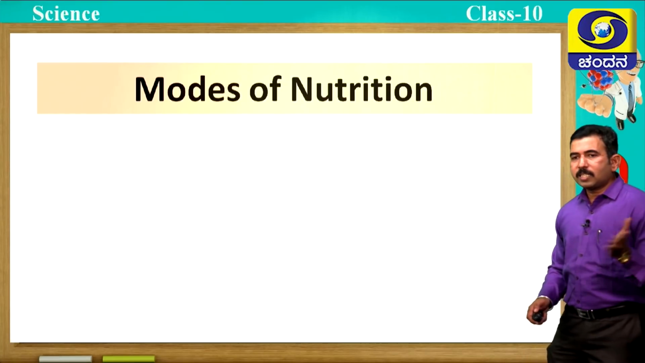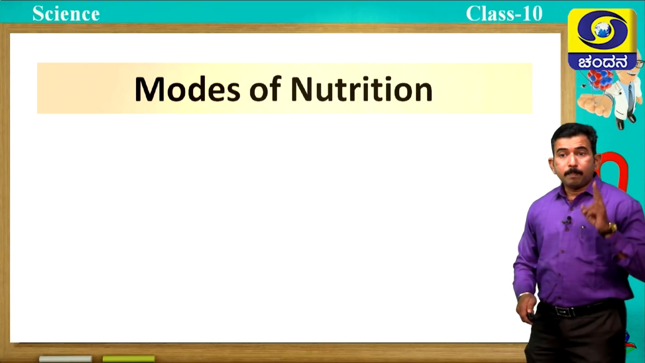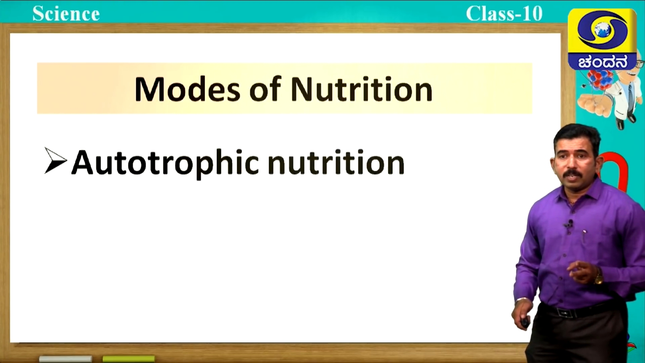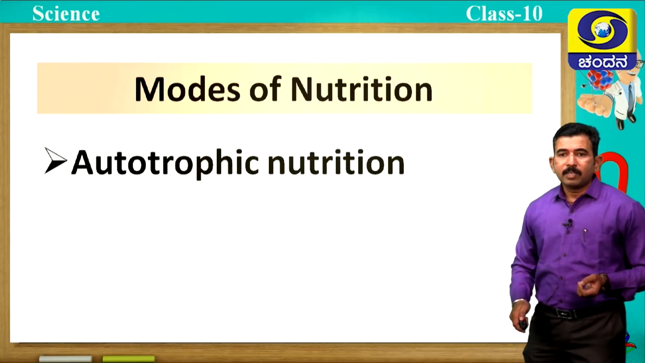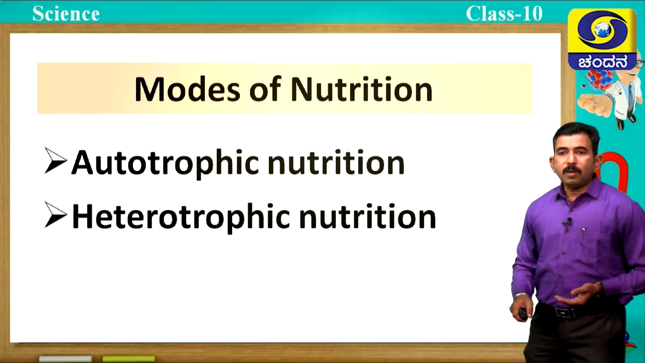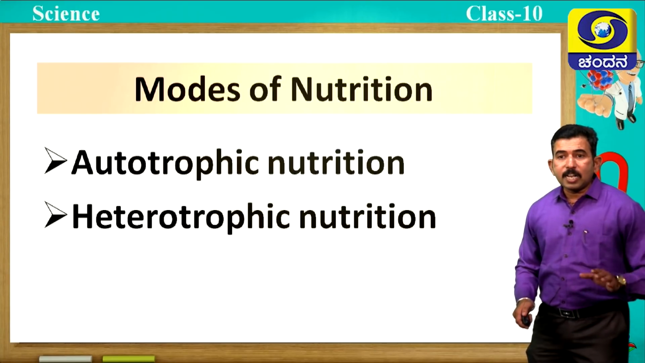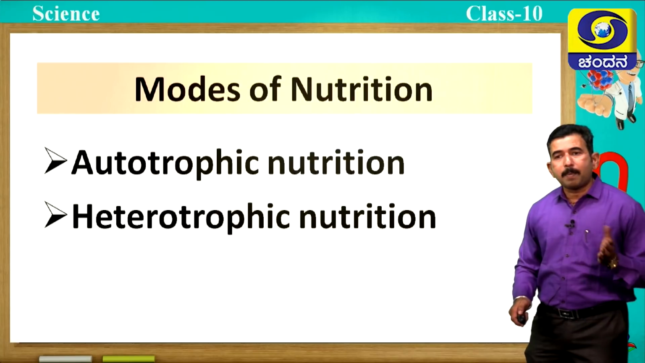Now next, let us study modes of nutrition. Students, there are mainly two modes of nutrition. One is autotrophic nutrition, where the organism prepares its own food. The second one is heterotrophic nutrition. In this type of nutrition, the organism directly or indirectly depends on plants and plant products.